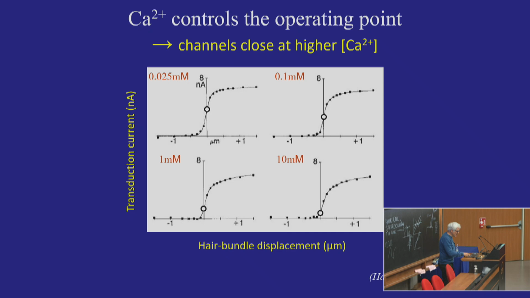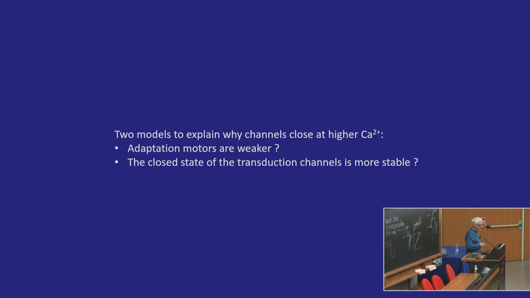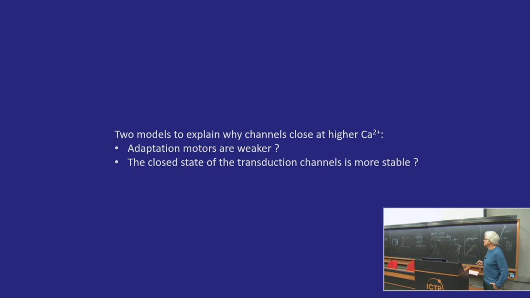Two models have been pushed forward to explain why channels close at higher calcium. A first possibility is that the myosin motors that are pulling on the tip links are calcium sensitive, so that when you increase calcium, the motors get weaker and the channels close. Another type of model postulates that calcium instead interacts with the ion channel to stabilize its closed state. If it stabilizes its closed state, then if you increase calcium, the channels will also close.